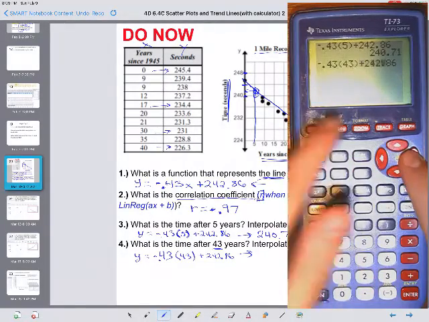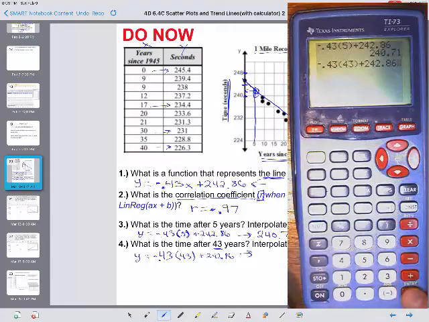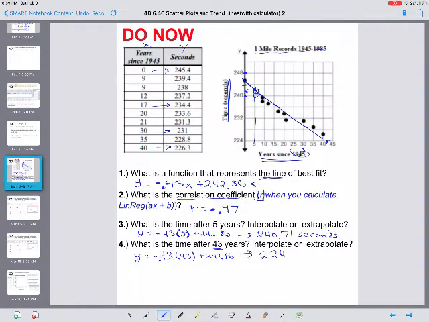So this time I'm plugging in 43 as my x value for 43 years after 1945. And it says that it's going to be about 224.37 seconds. It's a pretty quick mile. So we could use this to predict.